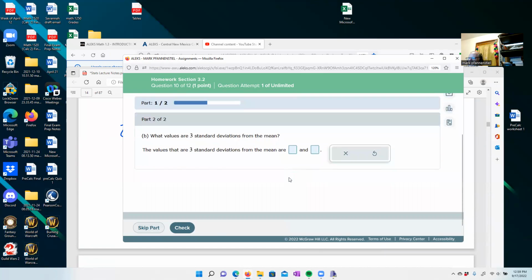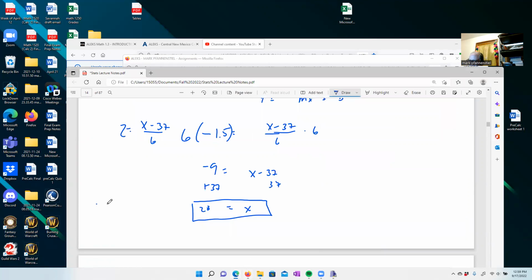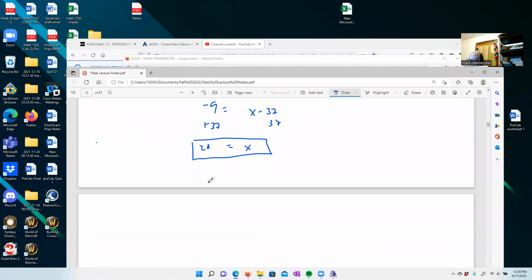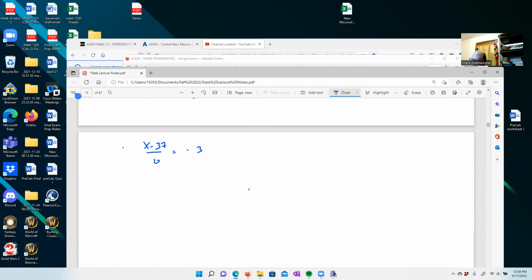Okay, what are the values? 3 standard deviations from the mean. Okay, and in this case, it doesn't say positive or negative. It just says 3, plus or minus. So we have to do both sides here. So we're going to say x minus 37 divided by 6 equals -3, and we're going to just solve that. So multiply both sides, right? So we have x minus 37 equals 18. Add 37 to both sides.